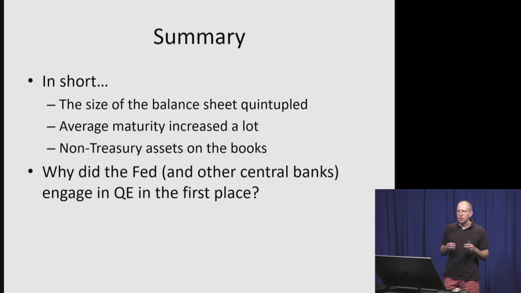And so a quick summary here. The size of the balance sheet roughly quintupled from a little over $800 billion to about $4.5 trillion. The average maturity increased a great deal, in other words, the average duration. And there are also now non-treasury securities on the books as well. This is referred to as mortgage-backed securities in this situation. And so a question we want to answer in the next video is, well, why did they engage in QE in the first place? Thank you all very much.